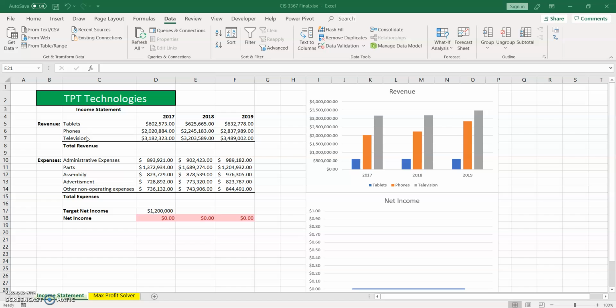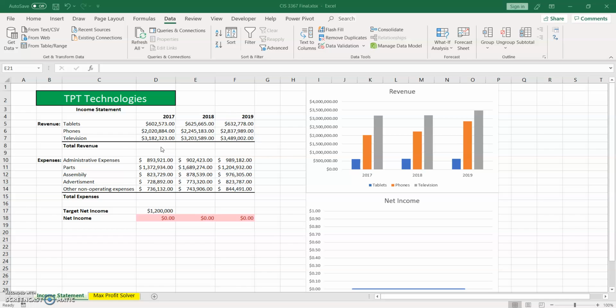So we've got three products: tablets, phones, and televisions. And here we have the revenues for each product for 3 different years. So we got 2017, 2018, 2019, respectively, all the revenues per product down in the columns. We also got our expenses here, and once again, all the expenses for each of the years.